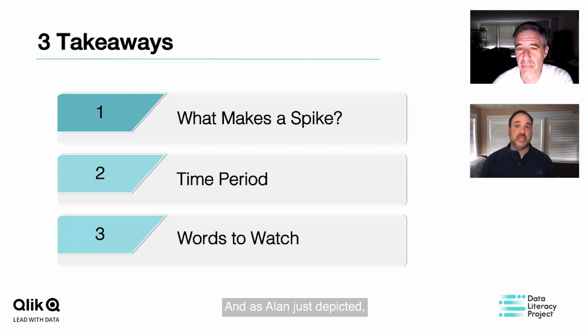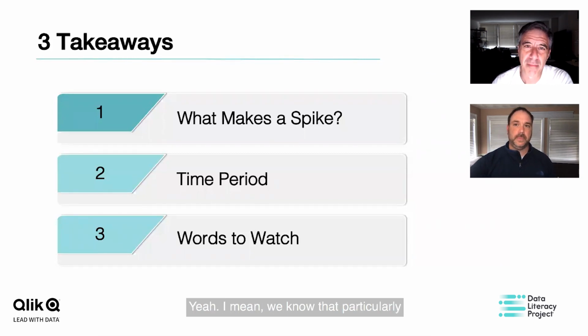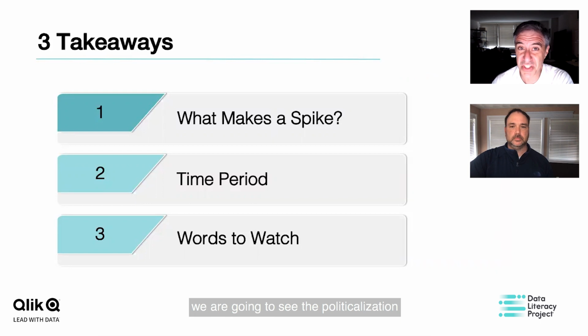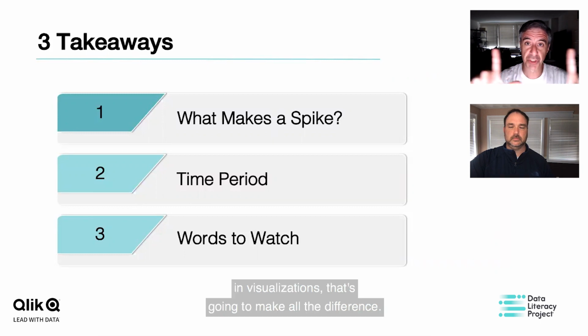And as Alan just depicted, there's lots of words that are going to be used, like blip and spike, to meteoric rise. These words can and will be used to either downplay or exaggerate the situation. Yeah, I mean, we know that particularly as the US election gets closer and closer, we are going to see the politicization of these data words, of these words that are talking about the same numbers, but the words we choose and the ways that we depict the data in visualizations, that's going to make all the difference.